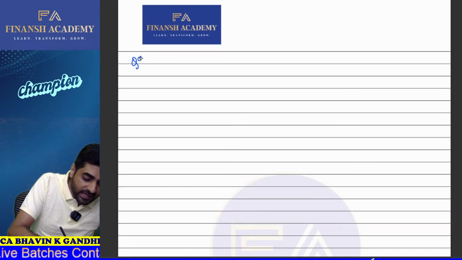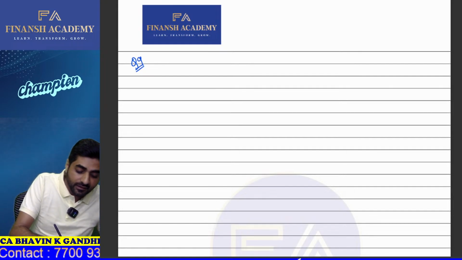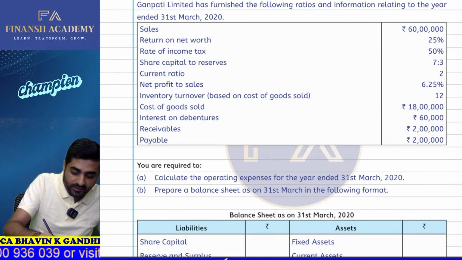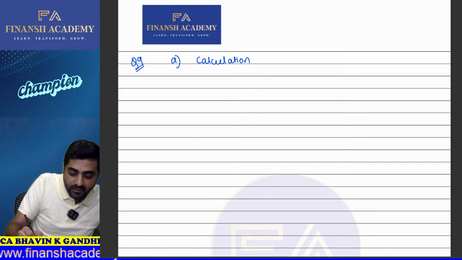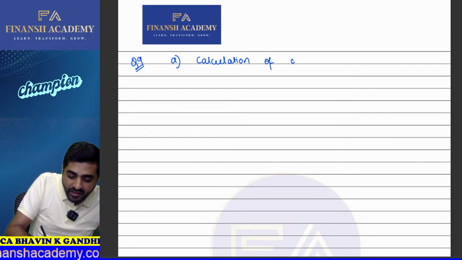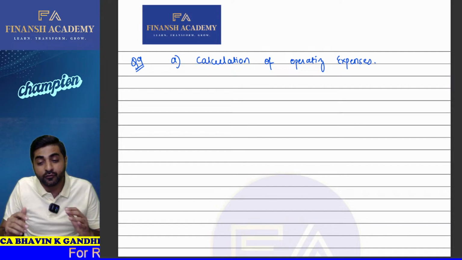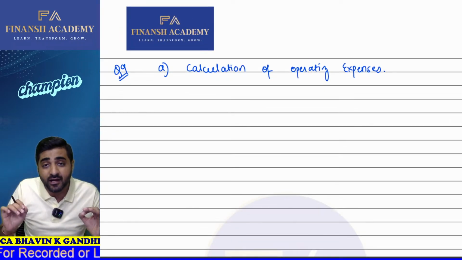You can go to your notebooks and write down A part, calculation of operating expenses. Now, how are we going to continue further with the calculation of operating expenses? We'll be first preparing the income statement format.